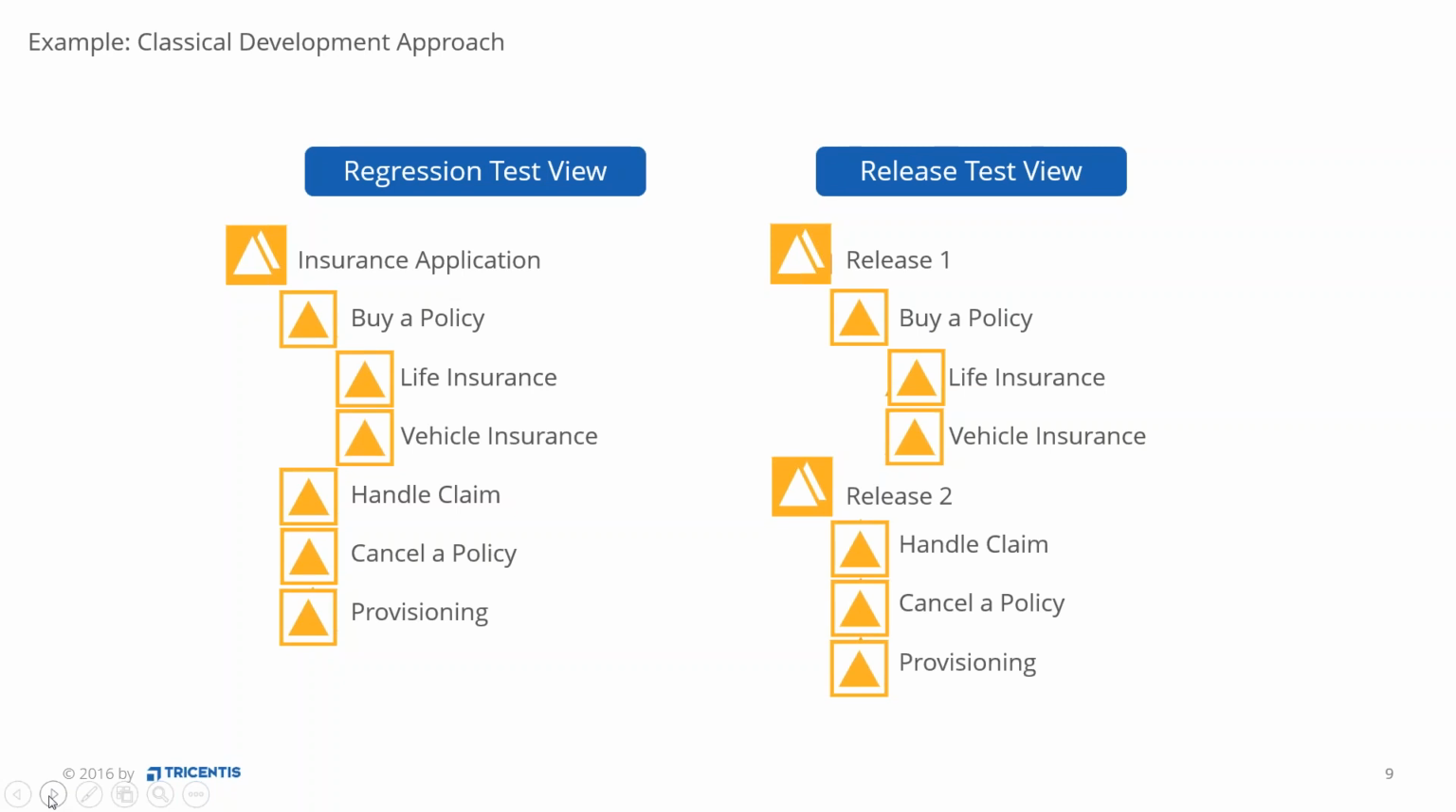As you can see here, buying a policy, handling a claim, canceling a policy, and provisioning in an insurance application would be included in regression tests. So those would be in the continuous tests for the overall system. But in the first release, we only have to test the buying a policy functionality of the application. And so we can have these structured at the same time and linked to different lists.